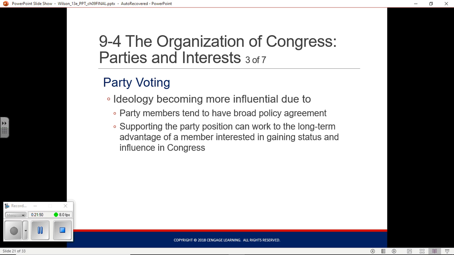It's not as bad as it was during the Gilded Age. It's nowhere near where it once was in being the end-all be-all, but it is still there. And again, we're not a parliament. It's not the end-all be-all. You can break ranks, but it won't necessarily make or break your career.